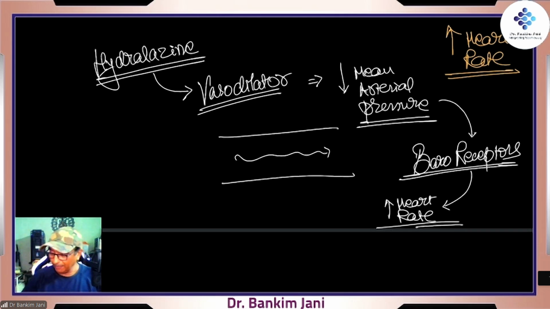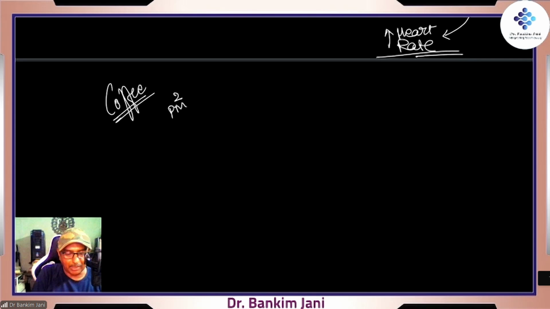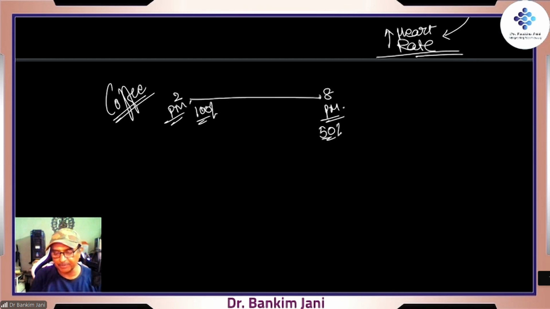Half-life means what? Half-life is when the effect of that particular drug is half, 50%. So for example, our coffee. Last time we were talking about coffee. The half-life of coffee is 6 hours. It means if I consume the coffee at 2 p.m., then by 8 p.m. the effect of coffee, which was 100% over here, is 50% by here. Half-life, right? So its effect becomes half.